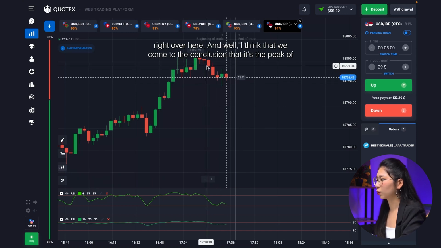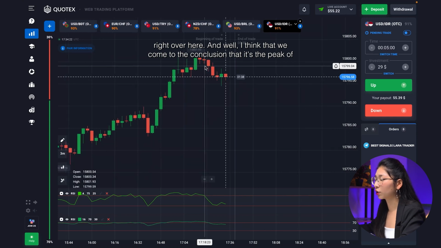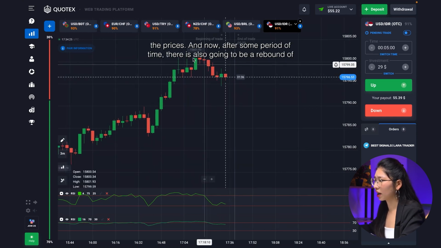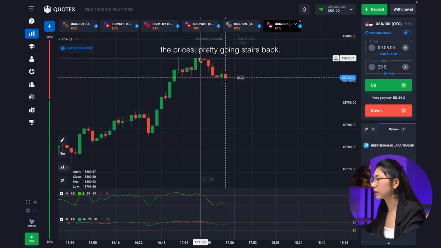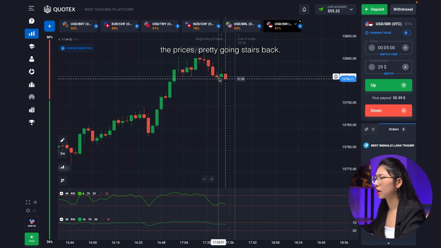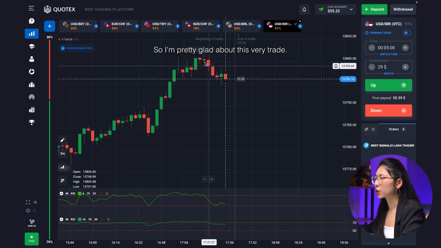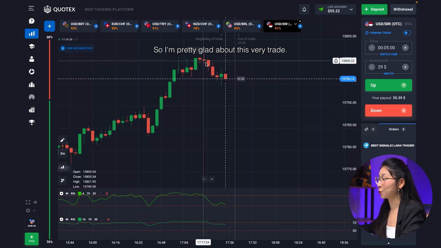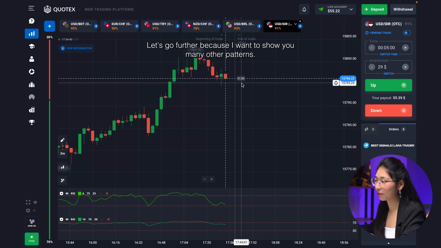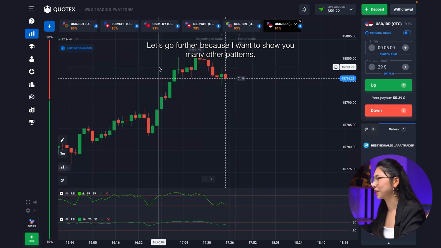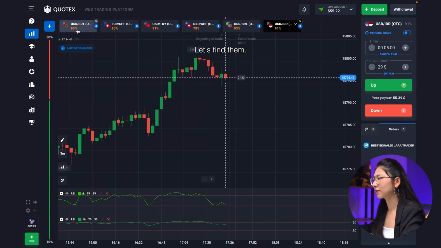And well, I think that we come to the conclusion that it's the peak of the prices. Now after some period of time there is also going to be a rebound of the prices, going pretty much back up the stairs. And now I entered the right way. So I'm pretty glad about this very trade. So let's go further because I want to show you many other patterns. So let's find them.